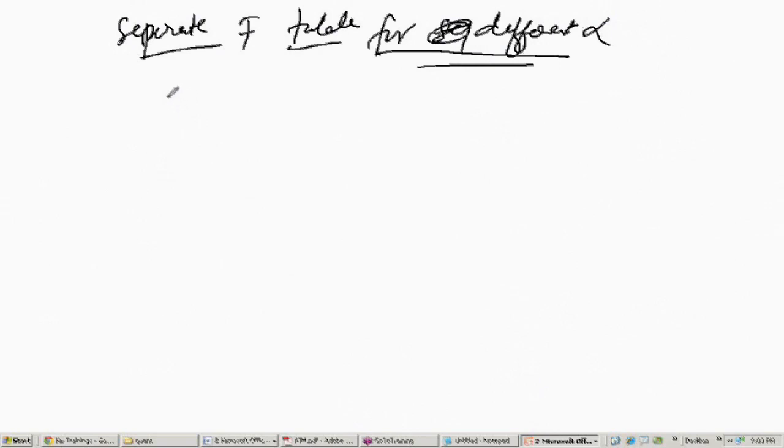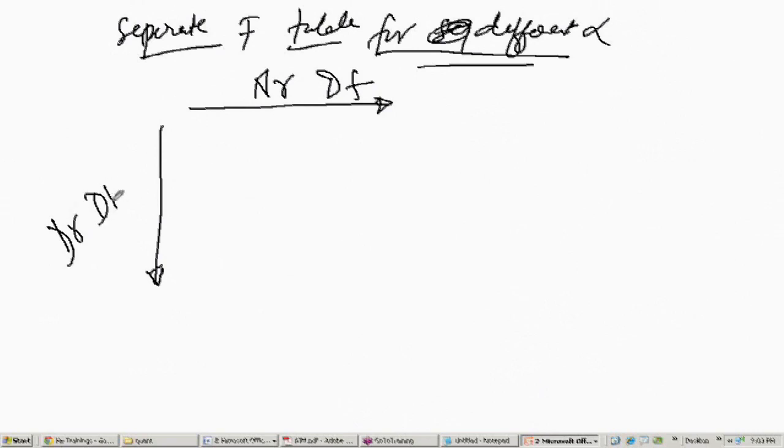So in the F table, you have the numerator degree of freedom going across and the denominator degree of freedom going down. Down you have denominator degree of freedom, here you have numerator degree of freedom, and alpha is given to you. Let's say alpha is 0.05.